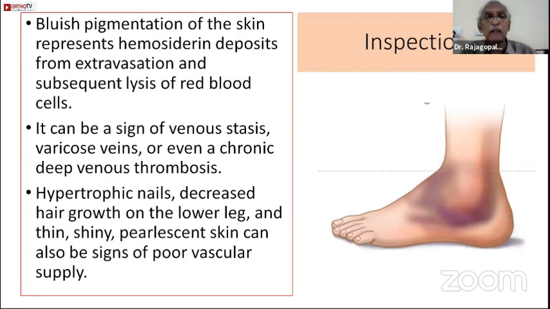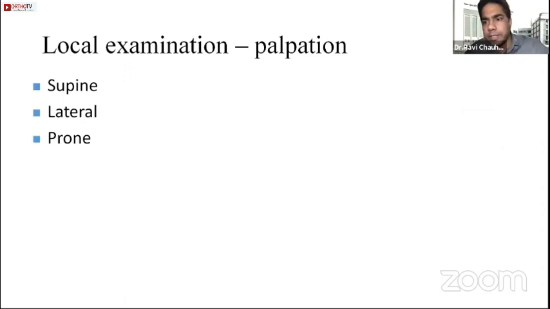You look at the skin: if you find hypertrophic nails, decreased hair growth, the skin is shiny, all of this can indicate a poor vascular supply. So many things can be seen by inspection.